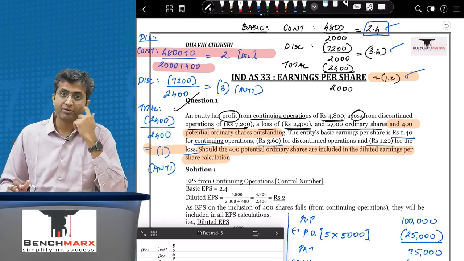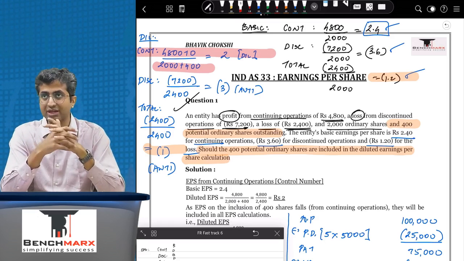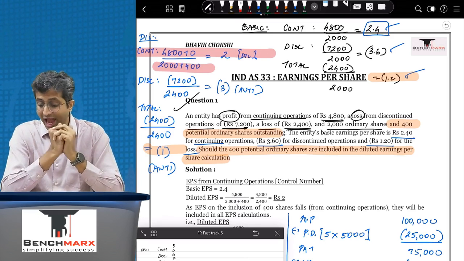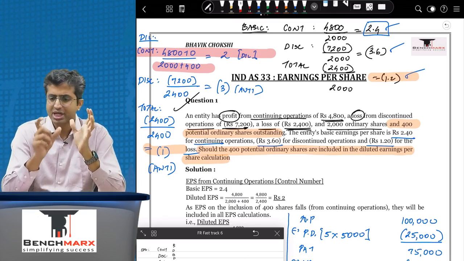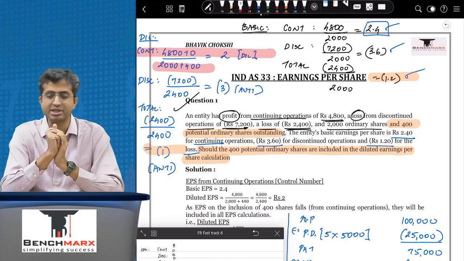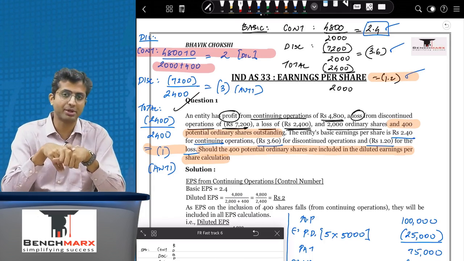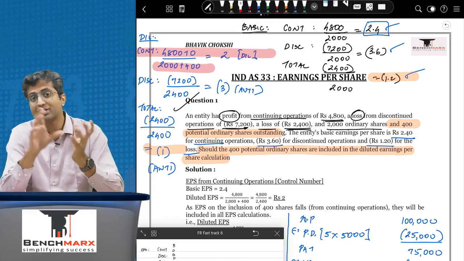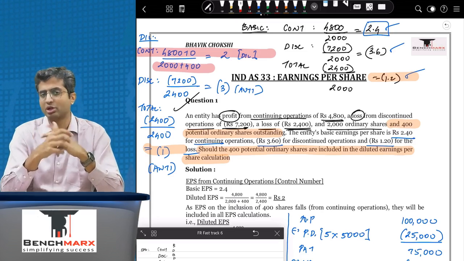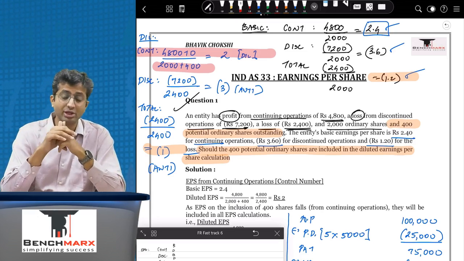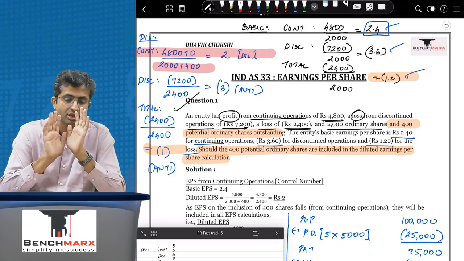Acha. However, if this was the other way around, where the discontinued operations gave you a profit of 4,800 and the continuing operations had a loss of 7,200, in which case 7,200 divided by, let us say, 2,000, your EPS from continuing operations would have been a negative 3.6, which is becoming a negative 3, and hence you would say the inclusion of 400 reduces the loss per share, and hence it is anti-dilutive, in which case the 400 will not be included in all the three cases.